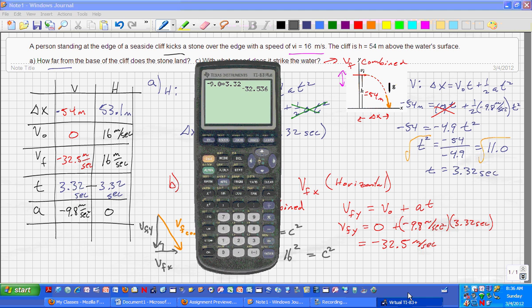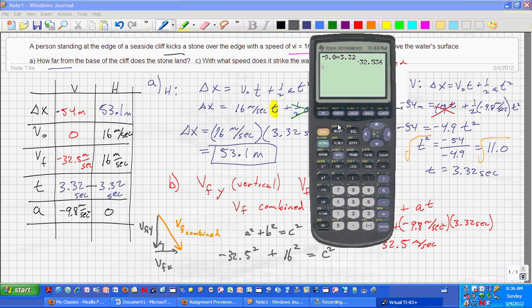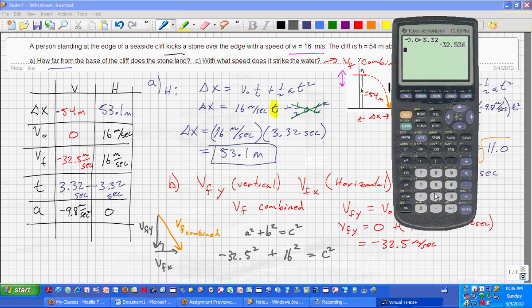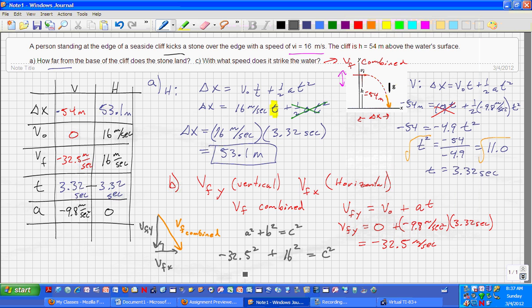So let's grab a calculator. Let's take my answer and square it, plus 16 squared. Hit enter. That gives me 1,314.6. So c squared is equal to 1,314.6.